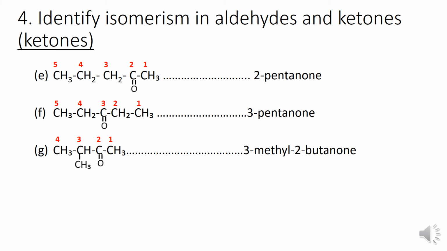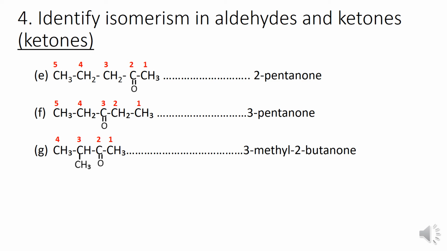Now the isomer F, we move the functional group to the third carbon, so the third carbon has the functional group C double bond O, which is the carbonyl group. The main chain consists of 5. So what do we have? 3-pentanone. 3 because the carbonyl group is on the third carbon.